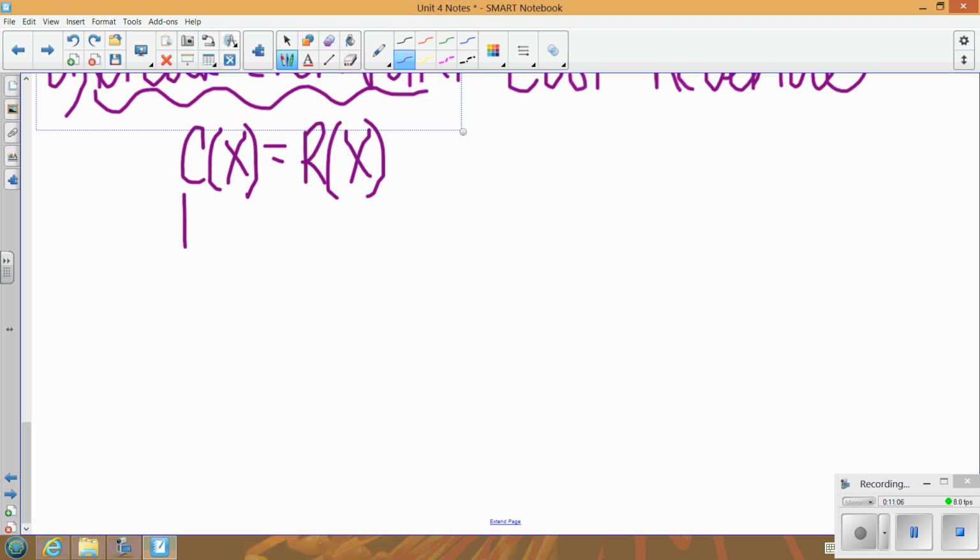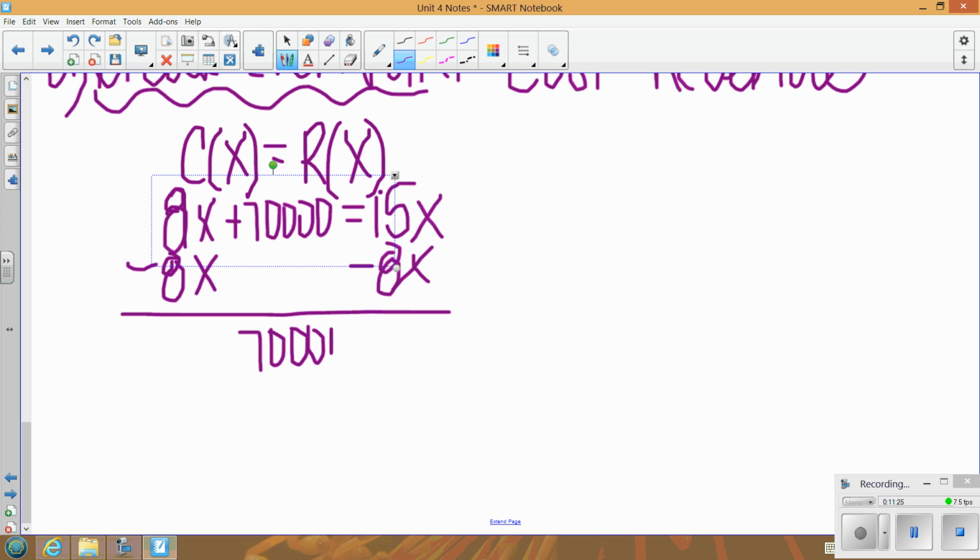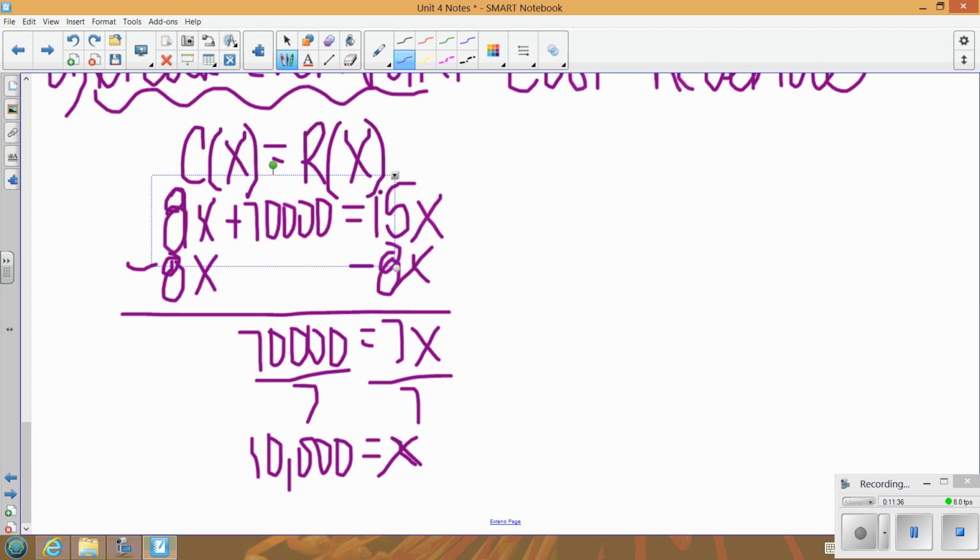So the cost function was 8x plus 70,000, and the revenue was 15x. Now I just solve this for x, and that'll tell me how many items I need to sell to break even. So 70,000 equals 7x, divide by 7, and I have 10,000 items would be the break even. So if the company sells 10,000 items, they're not going to make any money, they're not going to lose any money. It's the break even point.